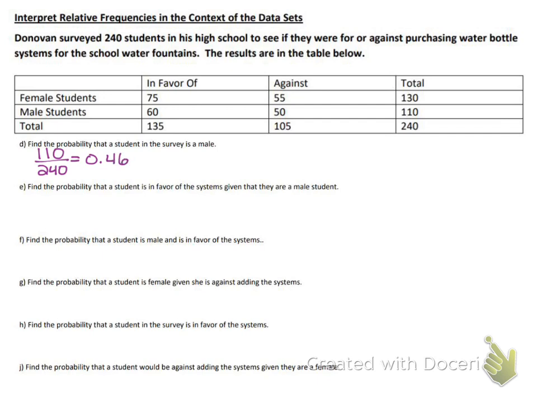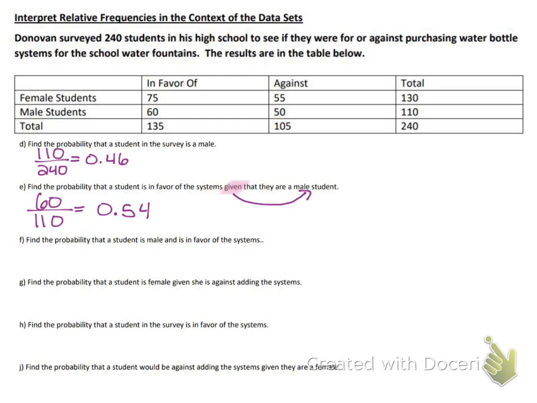Problem E, find the probability that a student is in favor of the system given that they are a male student. Now this word given is important. This word given tells us that we're not looking at the overall total, but the total number of male students. In this case, we have a total of 110 male students. 60 of those male students are in favor of the system. Divide this out, you get 0.54 when you round properly.